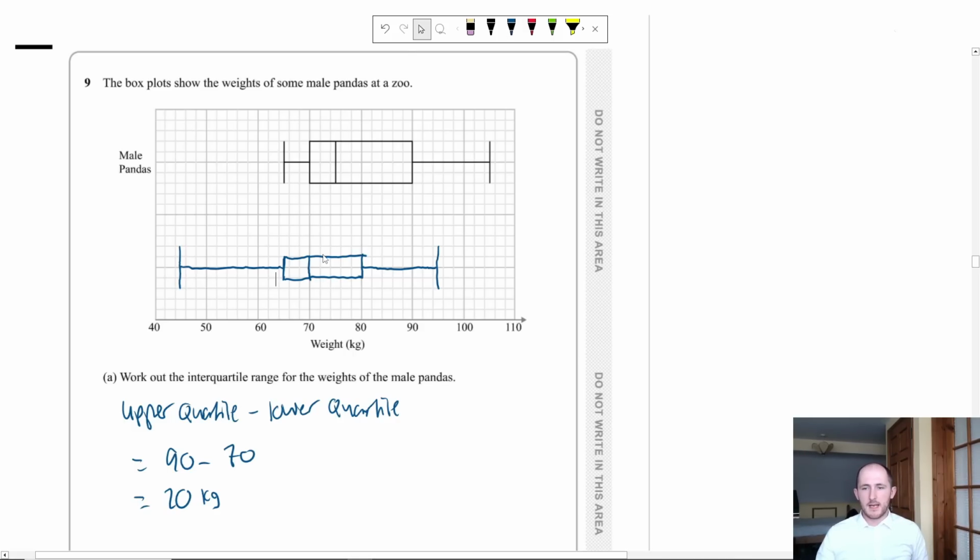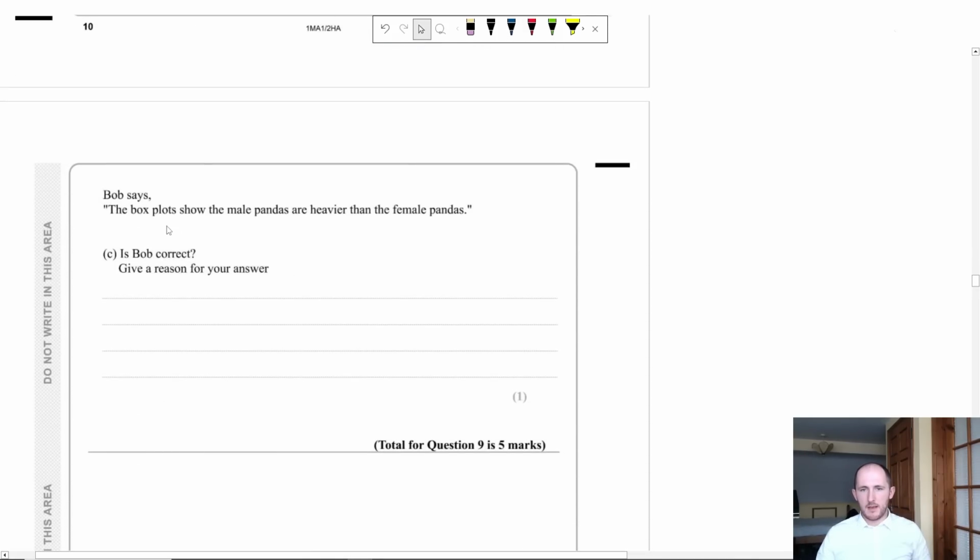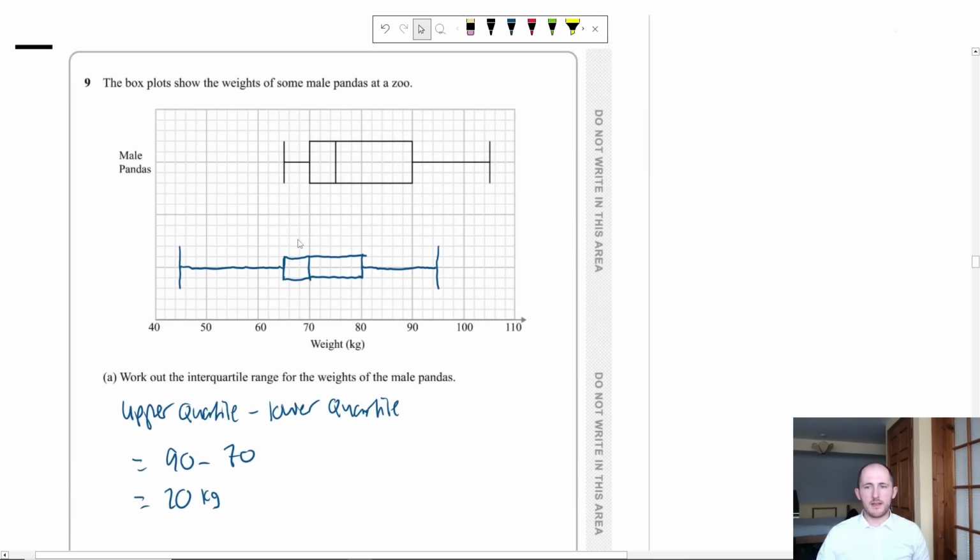Cool, right? Now, Bob says the box plot shows the male pandas are heavier than the female pandas. Is he correct? Give a reason. When you look at these box plots, you can see that the female pandas do look to be skewed towards lower weights. However, that's not good enough. When we compare box plots, we look at two things. One, we look at spread, which is the interquartile range. So how spread out is the data, and how consistent is it?